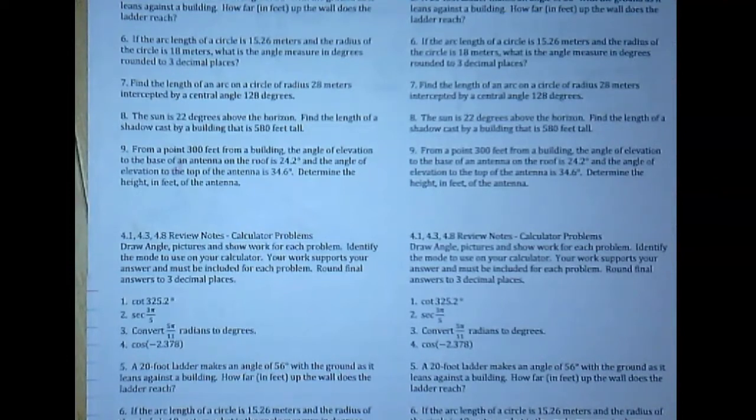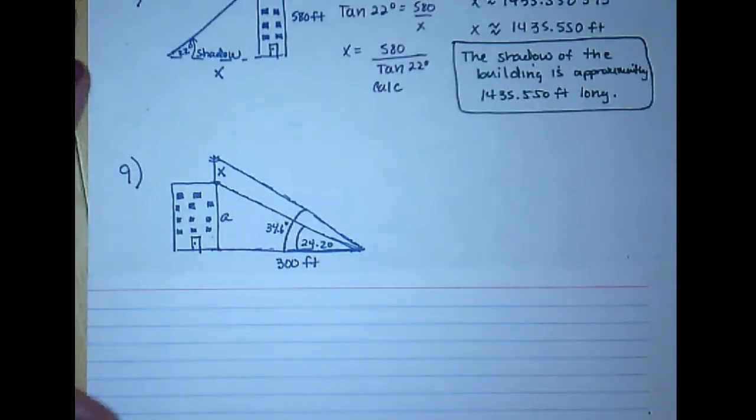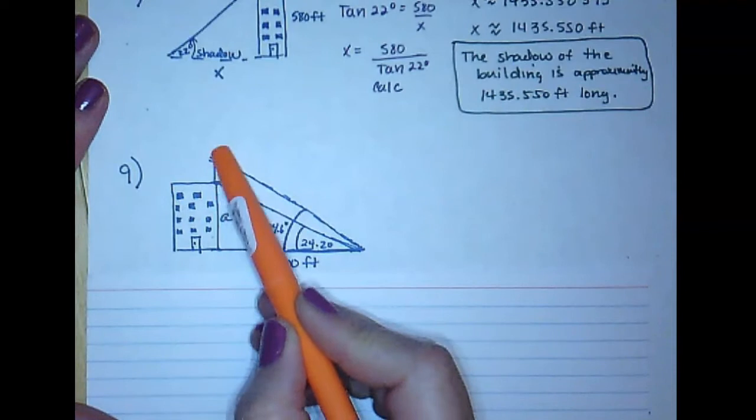The last one we have here is from a point 300 feet from a building, the angle of elevation to the base of an antenna on the roof is 24.2 degrees, and the angle of elevation to the top of the antenna is 34.6 degrees. Determine the height in feet of the antenna. So we've done these problems before, but again, we're doing them on the calculator. So here's my picture, here's my building, here's the antenna.